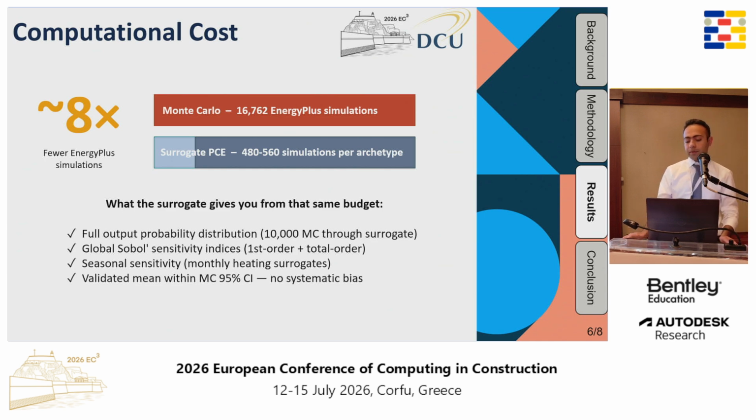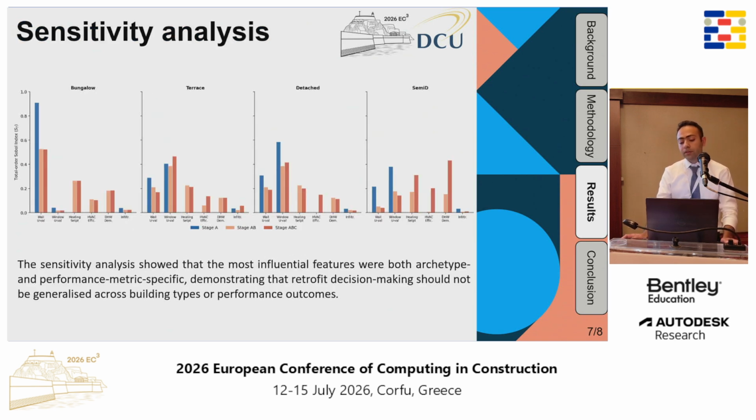By combining adaptive sampling and adaptive PCE, the framework achieved accuracy comparable to Monte Carlo simulation, but with almost 8 times fewer simulations. Then this model can be used for sensitivity analysis. The sensitivity analysis results show that the most influential features are both archetype and performance metric specific, demonstrating that retrofit decision making should not be generalized across building types or performance outputs.